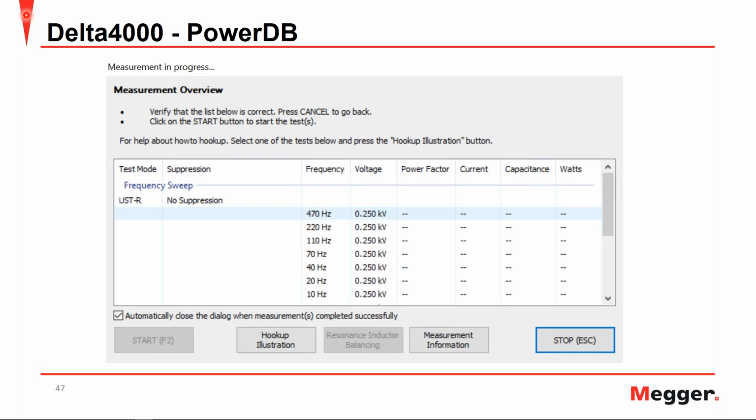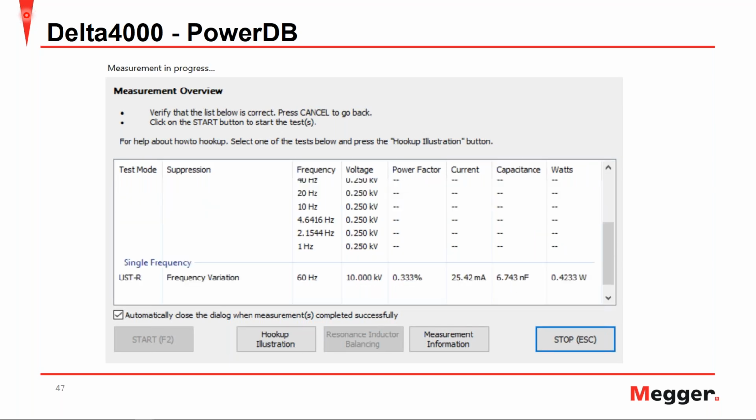When the power factor measurement is being performed, even with the narrowband dielectric frequency response selected, the first measurement will be your 60 Hertz measurement, as seen here. So still in UST mode, now your 60 Hertz value, and you get your power factor, your current, your leakage current, your capacitance, and your watt loss.